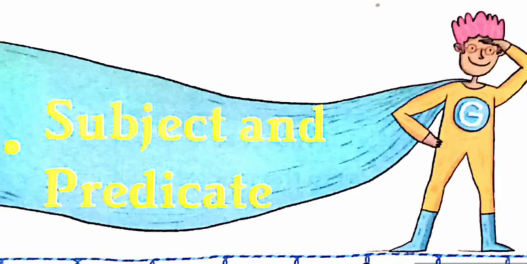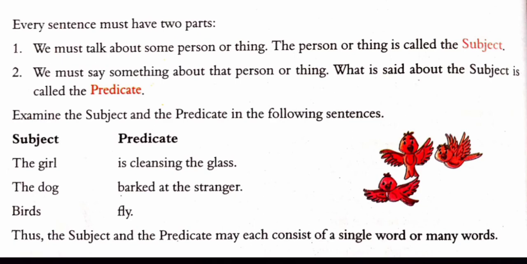Now let us revise the entire chapter, subject and predicate. Every sentence must have two parts, subject and predicate. We must talk about some person or thing. The person or thing is called the subject. And for the rest of the part, we must say something about that person or thing. What is said about the subject is called the predicate.